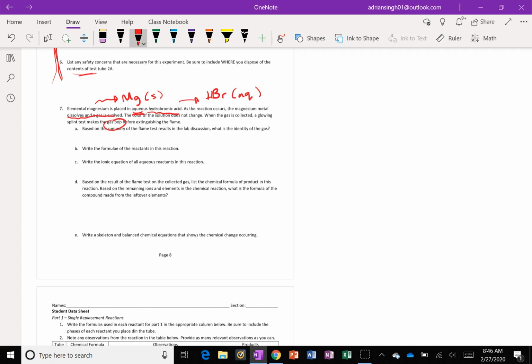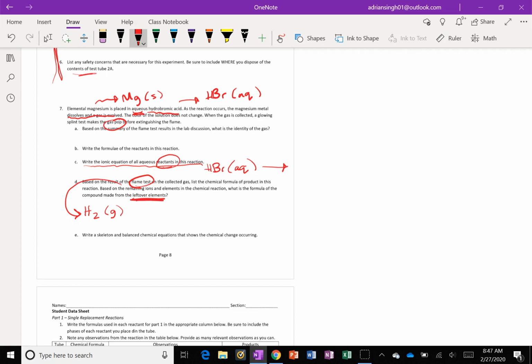Then we can come up with the ionic equations for all the aqueous reactants. The aqueous reactant would be your HBr, aq, and you want to break that down into its ions like we mentioned previously. It says based on the results of the flame test, the pop tells you hydrogen gas is being produced. List the chemical formula of the product, and then based on the remaining ions and elements in the reaction, what is the formula of the compound made from the leftover elements?